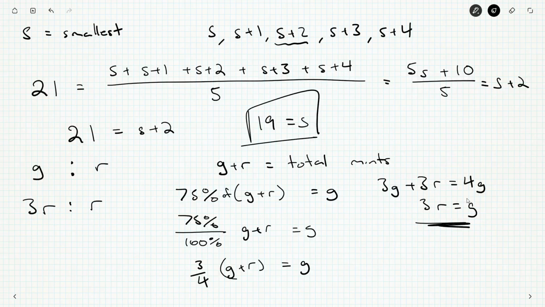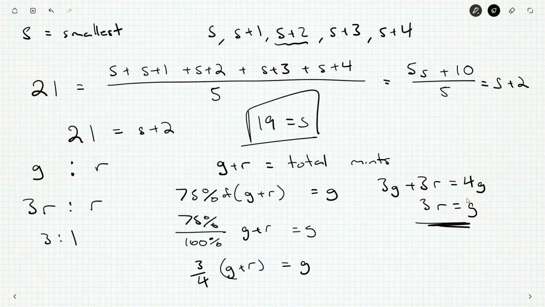And what did I say about dividing by the same number on both sides? Our ratio is going to be 3 to 1. Just divide by R. I still have no idea how many green mints there are or how many red mints. It doesn't matter. I know the ratio. It's 3 to 1. Okay?